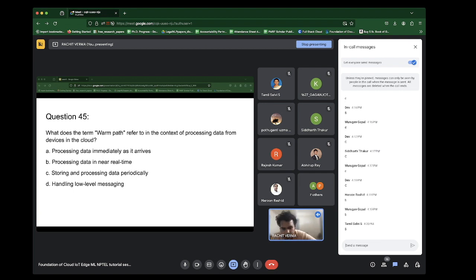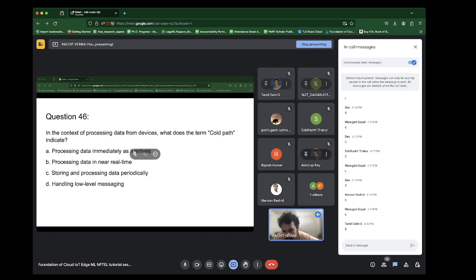If we were processing data in real time, that would fall under hot path. Processing data immediately as it arrives is another way of saying processing data in real time, so A would fall under the hot path. B, processing data in near real time, is the warm path. And C, storing and processing data periodically. Here the period has not been exactly told to us, so it is safe to assume that it is the cold path. And D, handling low level messaging, is not exactly the function of the hot, warm, or cold path. That happens before the processing.